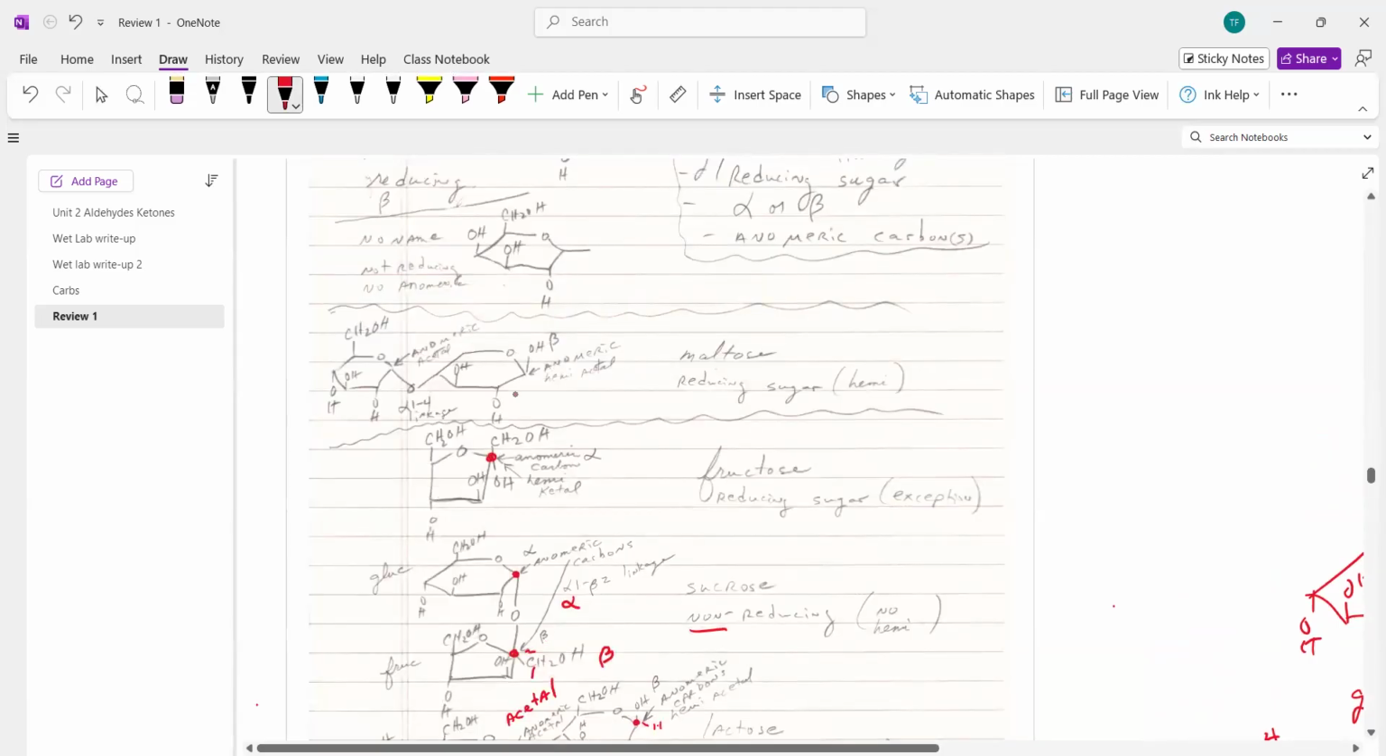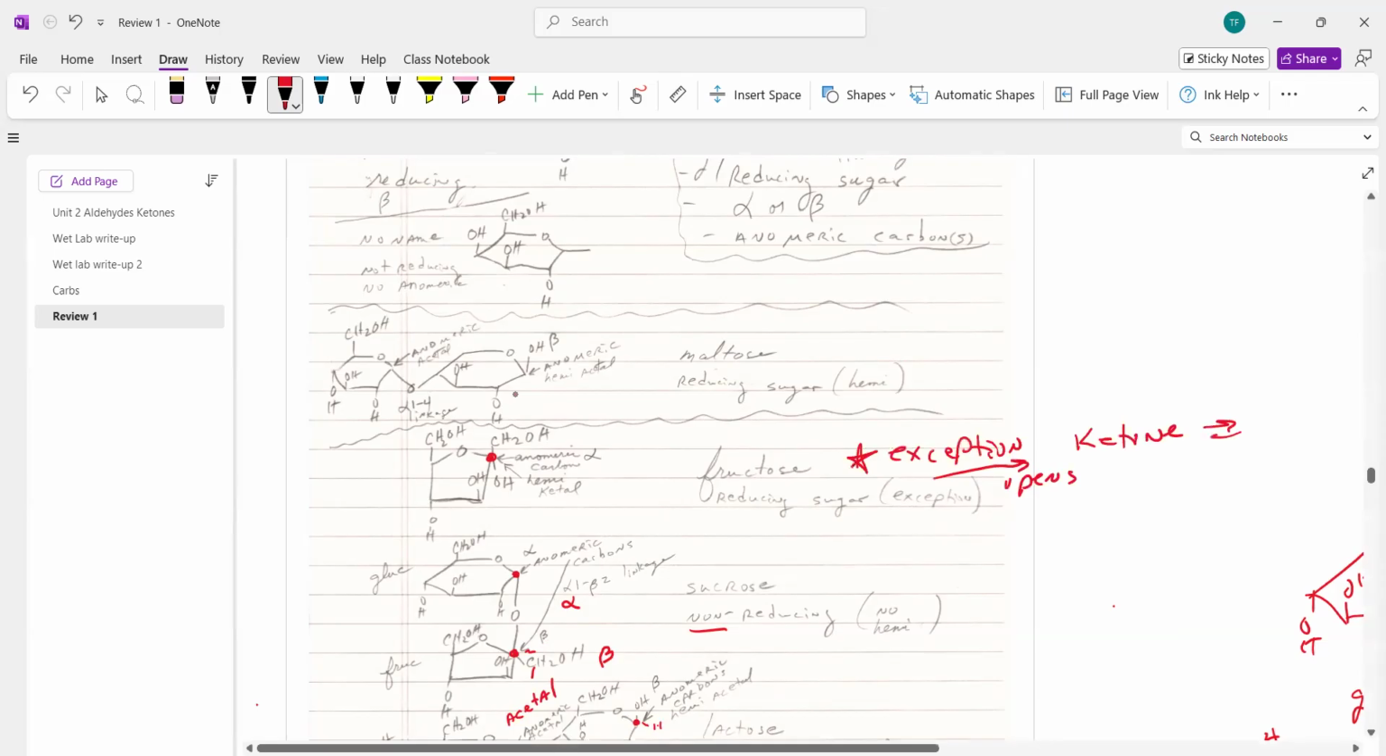Fructose. Fructose is a hexose, but it's a ketose because it opens up to a ketone. Now, it is a reducing sugar because a ketone can interconvert to an aldehyde. It's one of the exceptions. So just remember, the reason is the ketone. So this opens to a ketone.